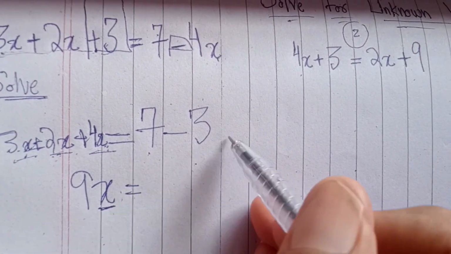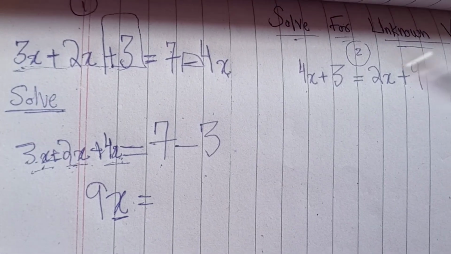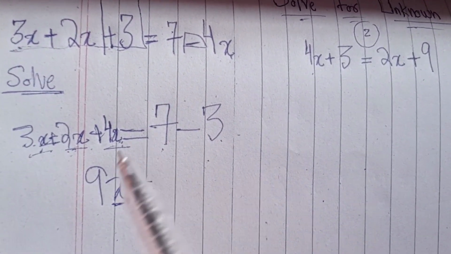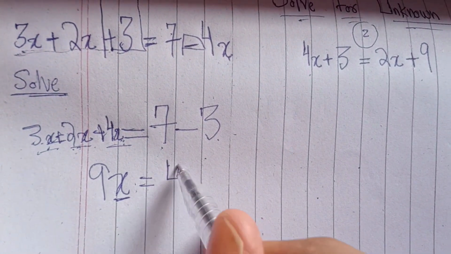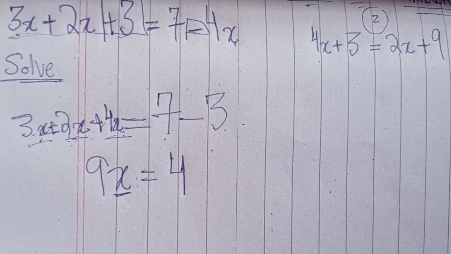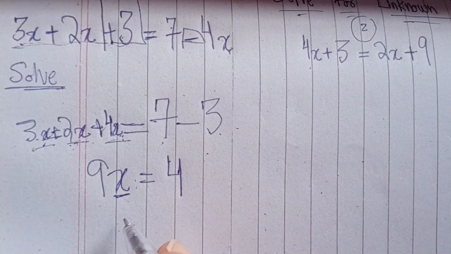On the right hand side, 7 minus 3. Our answer is 4. Okay, let's move forward.